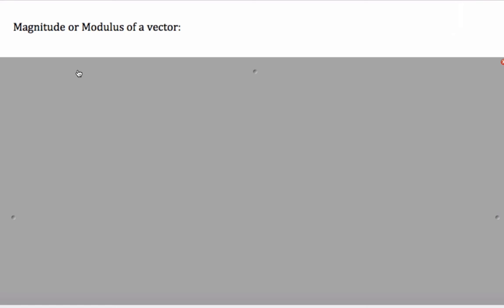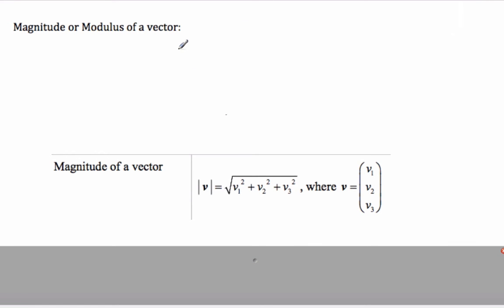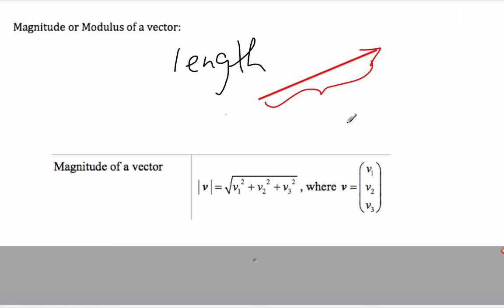Finally, the last idea here, we're going to talk about magnitude or modulus of a vector. Magnitude or modulus refers to the length of the vector. So when we show our vectors by an arrow, it's basically saying how long is the arrow, the length of the arrow. And this is the calculation for our magnitude of a vector. It's from your formula booklet.